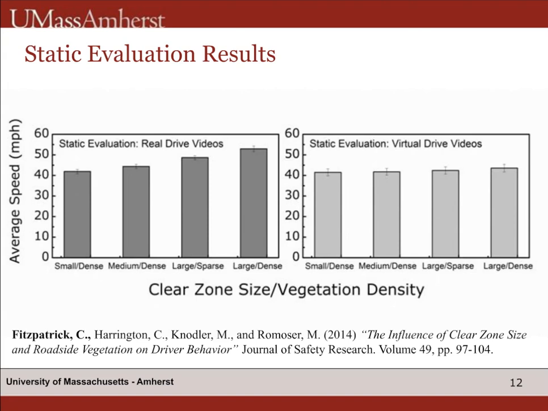So when the clear zone was large and there was vegetation, people indicated that they would drive at higher speeds than when trees were closer to the roadway. Now we didn't see these same results from the virtual drive videos. And this could have been for a variety of reasons.